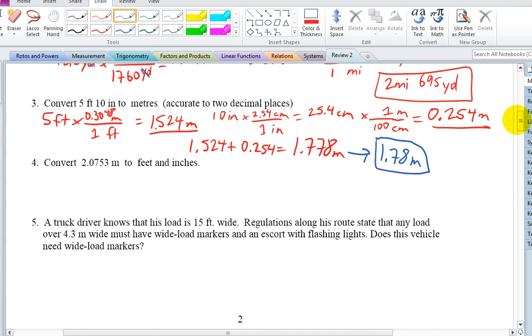Let's go and convert this other one now. Now we're going the opposite direction. So we're converting meters to feet and inches. Now, there's more than one way to do this stuff. There really is. So don't think this is the only way. So let's convert 2.0753 meters. Convert that to feet. So meters go on the bottom. So there's your conversion factor.